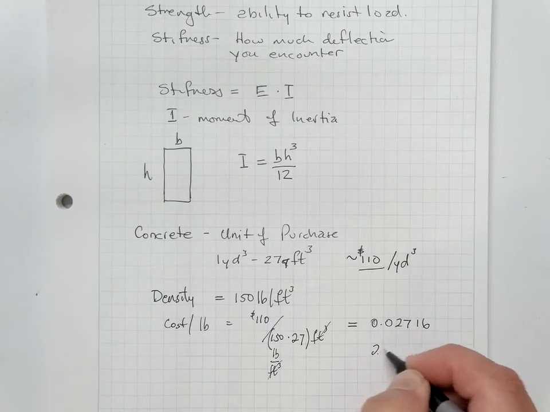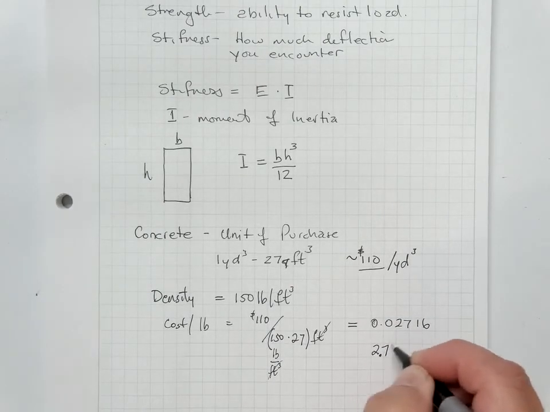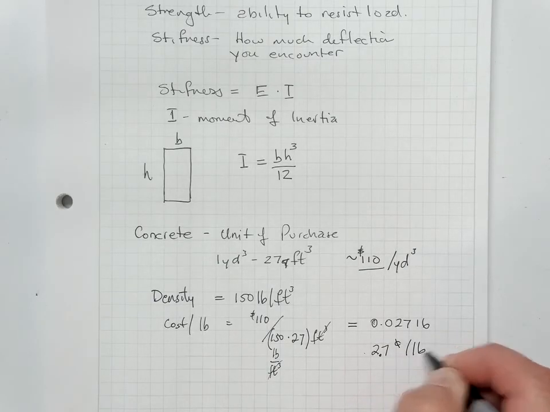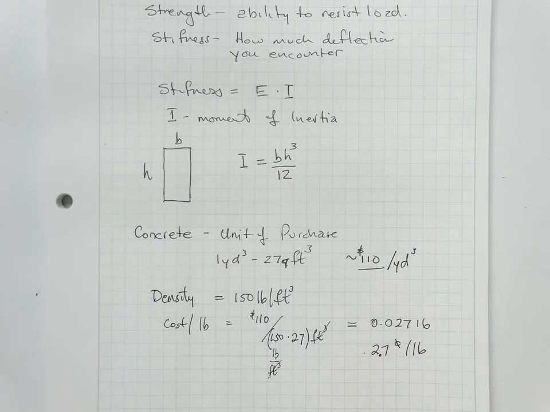$0.02716. So 2.7 cents per pound. That's pretty cheap. Don't you think? Especially when you do this. Who has a device that can search the internet at the moment?